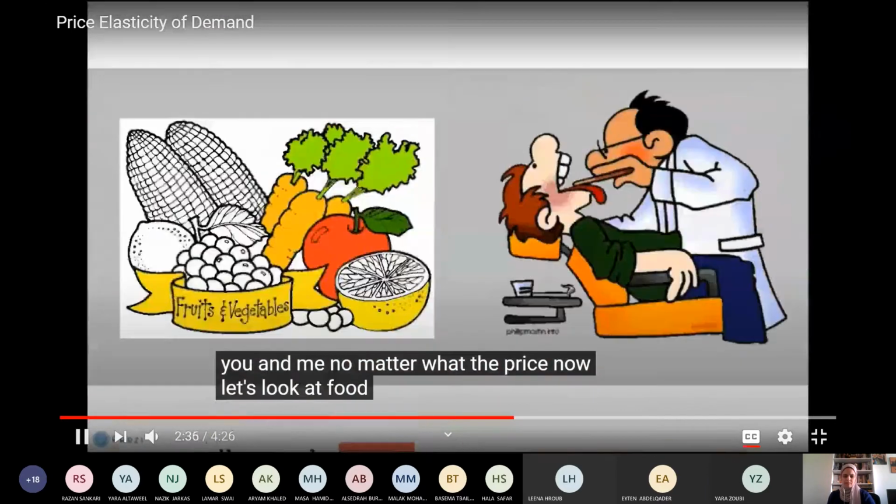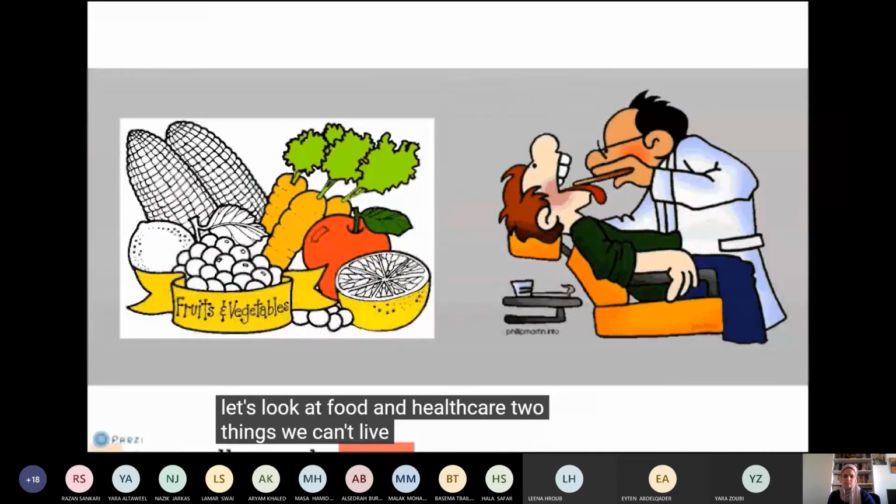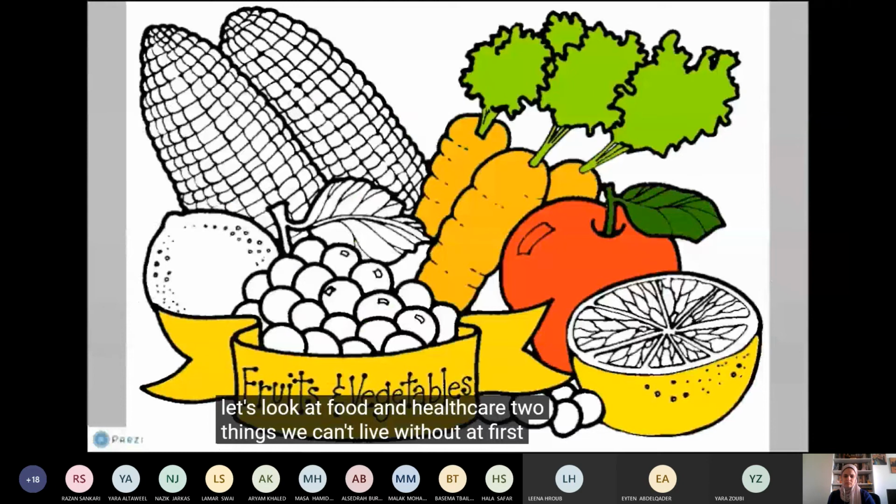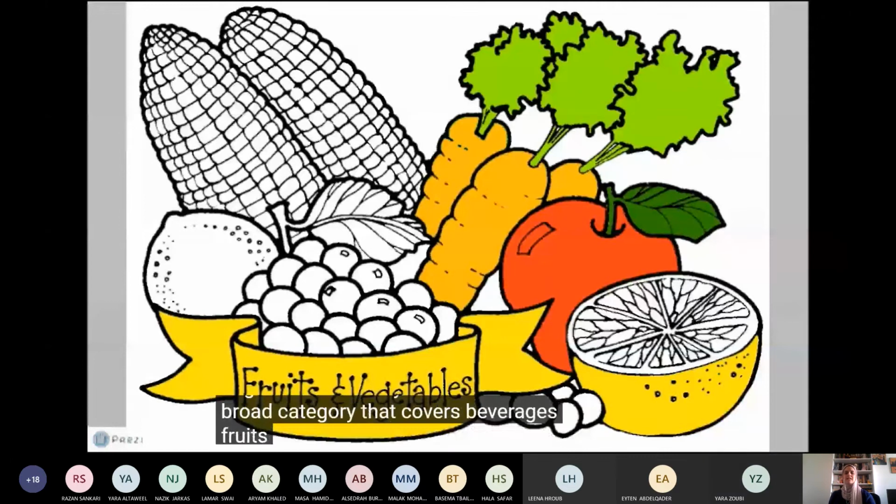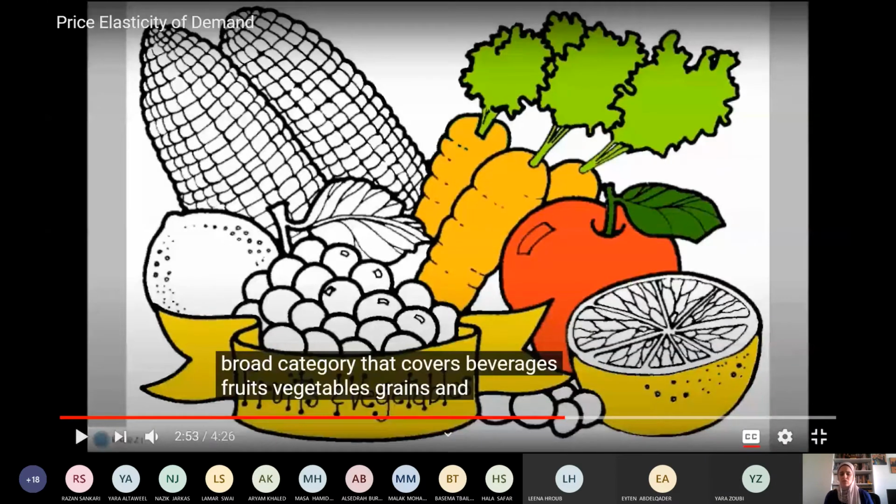Now, let's look at food and healthcare, two things we can't live without. At first glance, you may think food and healthcare are inelastic, and you would be right, except food is more elastic than you might think. Well, why is that? Food is a broad category that covers beverages, fruits, vegetables, grains. She says that you may think that you cannot live without food. So if they increase the price of food, I cannot live without it. No, but you have replacements. When you have replacements, it is elastic.